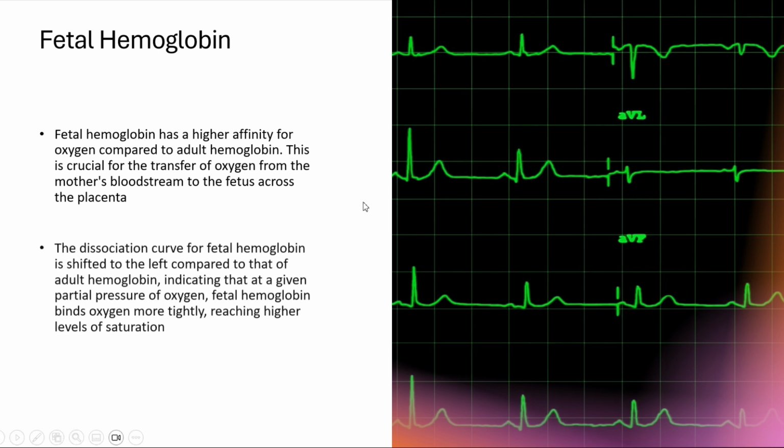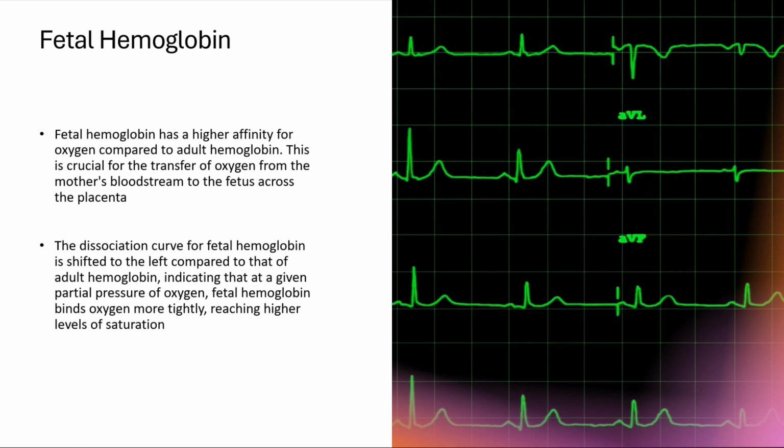Okay, cool. The dissociation curve for fetal hemoglobin is shifted to the left compared to that of the adult hemoglobin, indicating that at a given partial pressure of oxygen, fetal hemoglobin binds oxygen more tightly, reaching higher levels of saturation. So what you need to know is that for fetal hemoglobin, the dissociation curve gets shifted to the left. If it's getting shifted to the left, that means a higher point on the curve is going to be reached quicker.